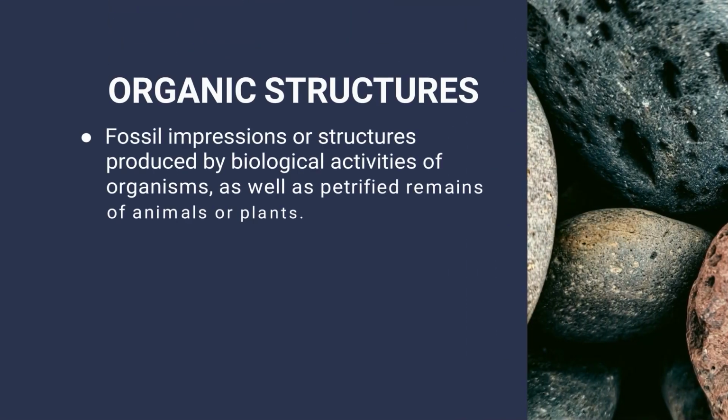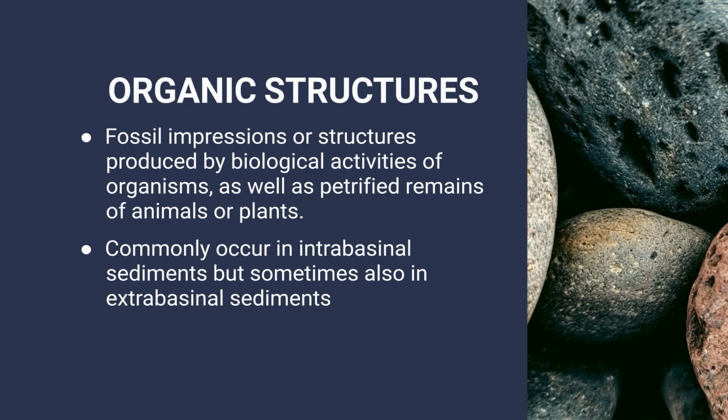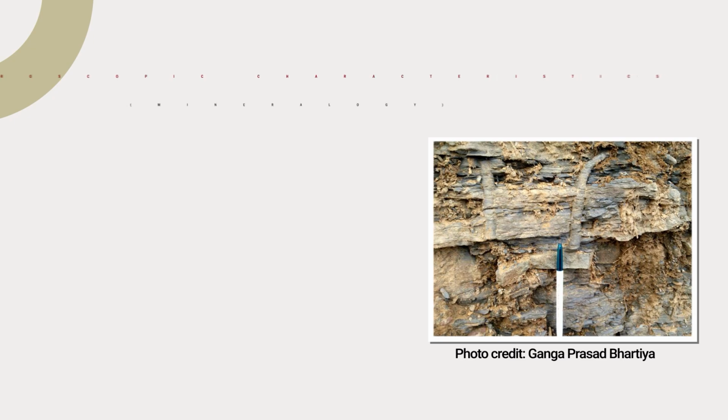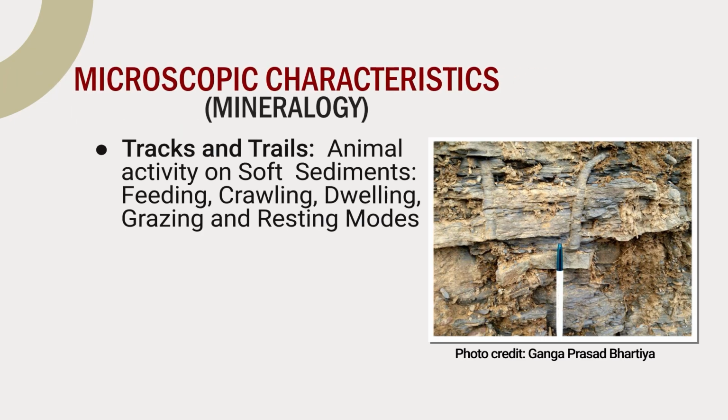Then we come to organic structures. These are fossil impressions or structures produced by biological activities of organisms as well as petrified remains of animals or plants. They commonly occur in intra-basinal sediments but sometimes also in extra-basinal sediments. The most important ones are called ichnofossils. They are also called trace fossils because they are not true fossils but features formed by the organisms. So they produce tracks and trails.